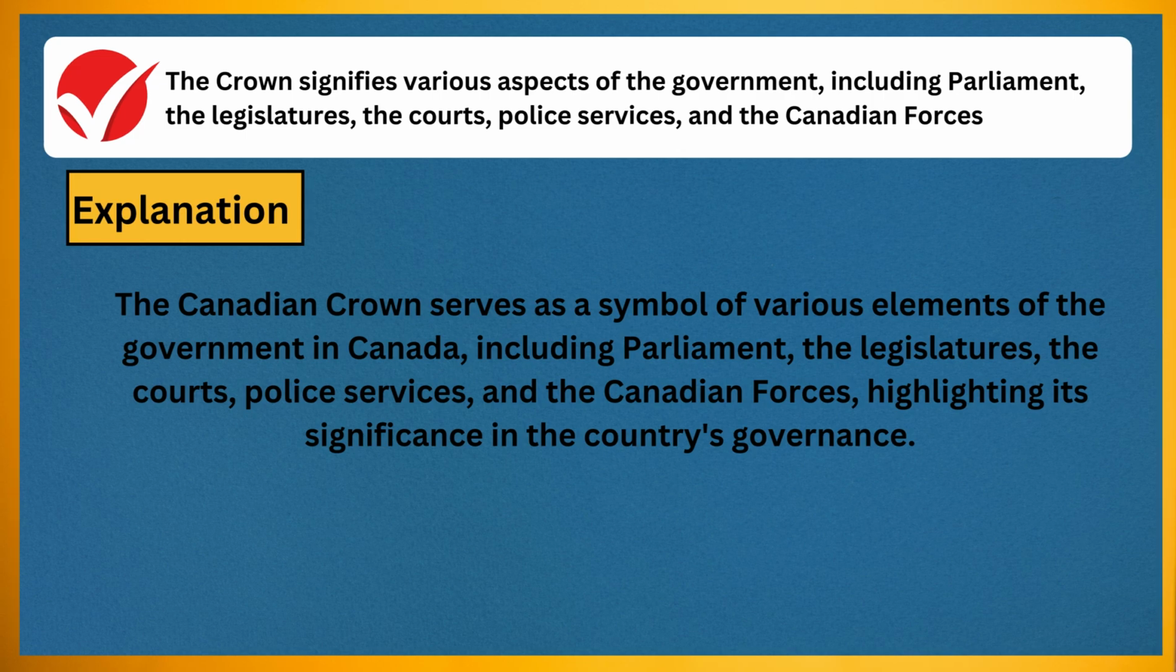The correct answer is the crown signifies various aspects of the government, including Parliament, the legislatures, the courts, police services, and the Canadian forces. Explanation: the Canadian crown serves as a symbol of various elements of the government in Canada, including Parliament, the legislatures, the courts, police services, and the Canadian forces, highlighting its significance in the country's governance.